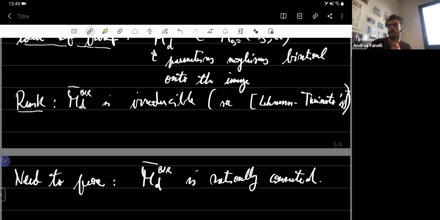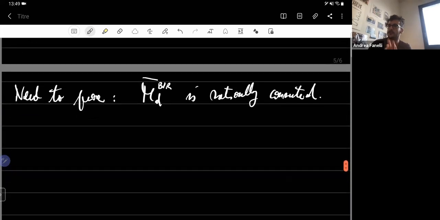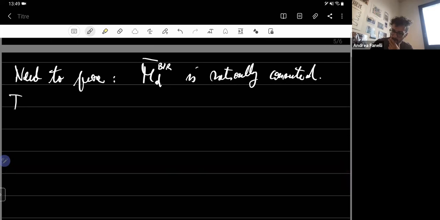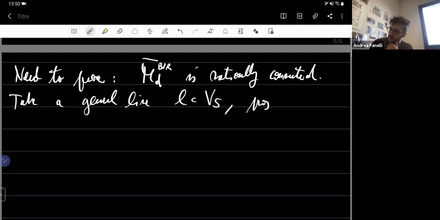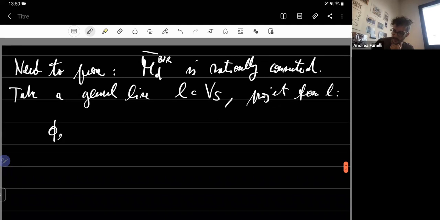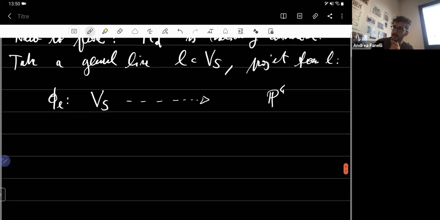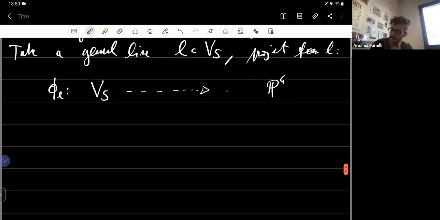So let's do some rational geometry on this guy. Take a general line L inside V5, and project from L. So let's look at this projection, pi_L, from V5, a rational map, and you end up in P4. Actually the image of this projection is the quadric of dimension 3 in P4, and this map is birational.